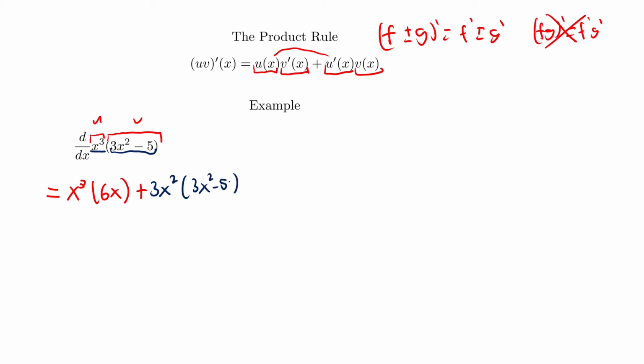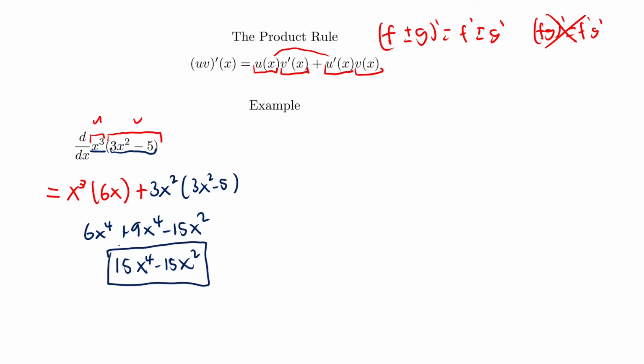Now, from here, we can simplify. We can just use our regular algebra rules here. This is going to end up being 6x to the fourth. And then we need to make sure that we distribute this, so that's going to be 9x to the fourth minus 15x squared. And then we want to collect like terms. So this will end up being 15x to the fourth minus 15x squared when everything is all said and done.